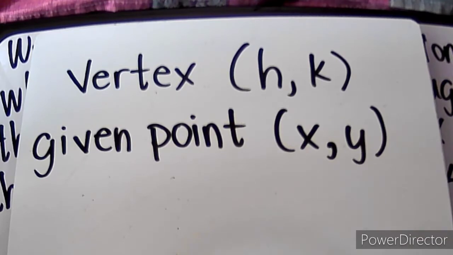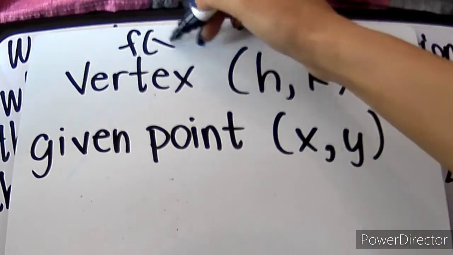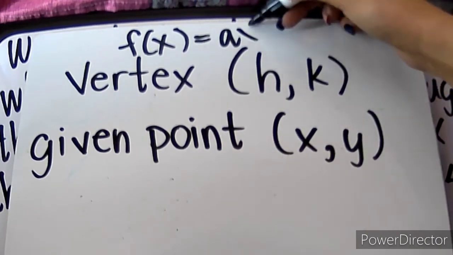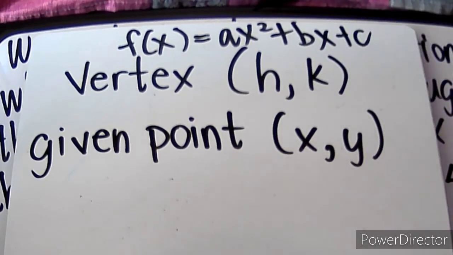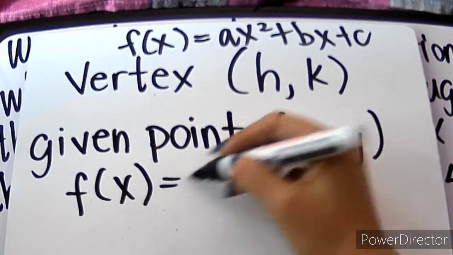And meron akong 2 steps na pinapaliwanag para mahanap yung quadratic function na yun. Unang-una ay kailangan nating hanapin yung a. Kasi yung form ng quadratic function na hahanapin ay f of x is equals to ax squared plus bx plus c. So, kailangan natin hanapin muna yung a, na kung saan dito natin makukuha sa form na to.